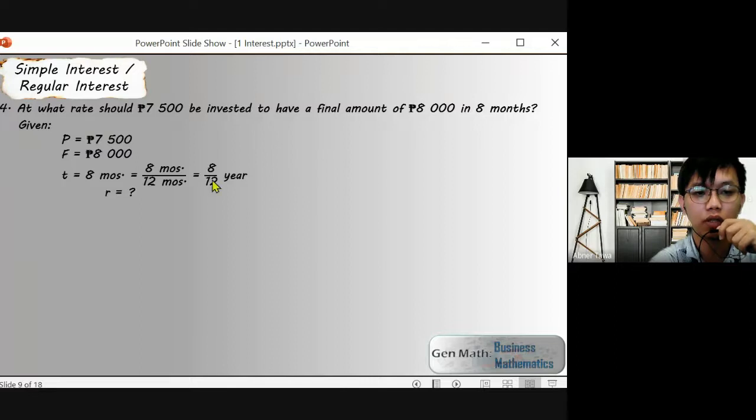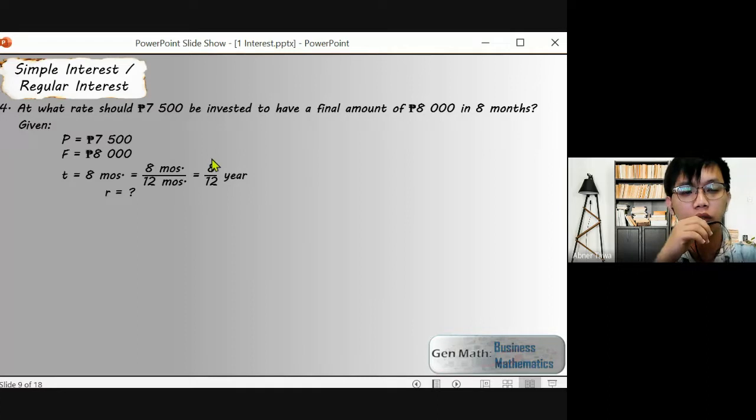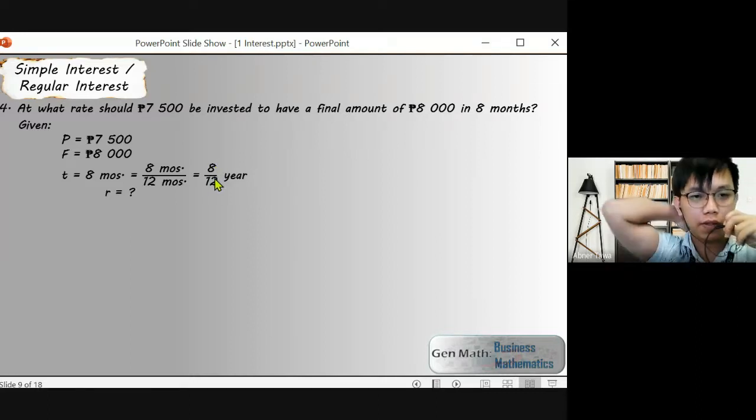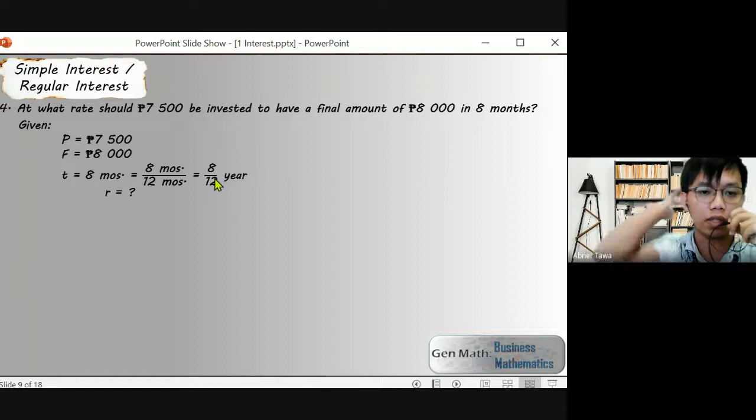So, since there are many decimal places, just use the fraction form. But if there are only a few decimal places, then you're going to use the decimal form. Okay? So this is 0.6666 continuous 6. So you're going to use the fraction form instead of the decimal form.